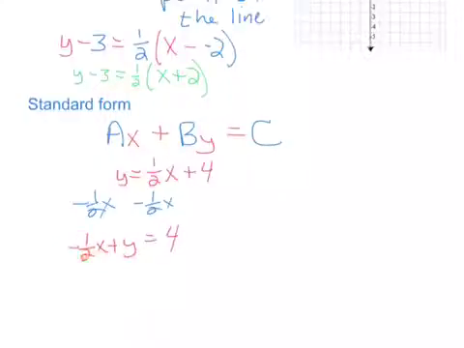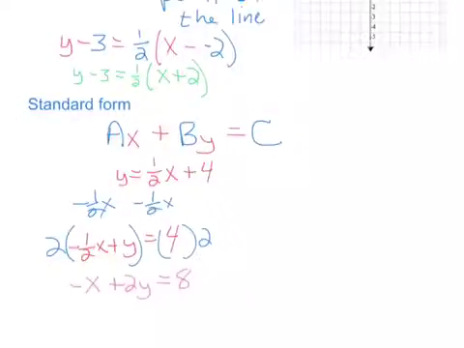And right now we have this negative 1/2. So to do that, we're going to multiply by whatever the denominator is. So we have to multiply both sides of the equation by 2, because the denominator is 2, and we get negative x plus 2y is equal to 8.